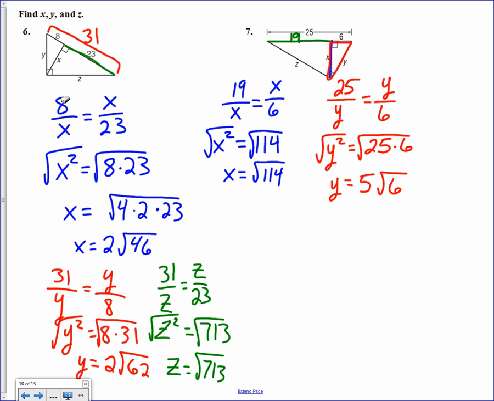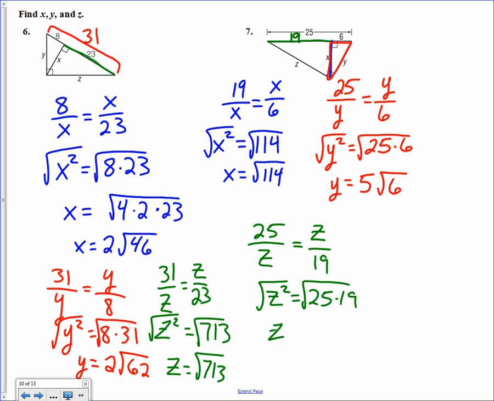And lastly, solving for z. Z is a lot like solving for y. We get the hypotenuse over z is z over the part that goes with it, which is 19. Cross multiply, we get z squared equals 25 times 19. Again, we have that perfect square 25. So we're going to leave it without multiplying those two numbers together. If you happen to multiply those two numbers together, at least recognize that to get to that, you multiplied 25 times 19. So 25 and 19 are both factors. We get z is 5 root 19, and we are done.